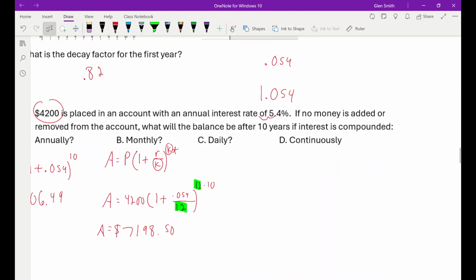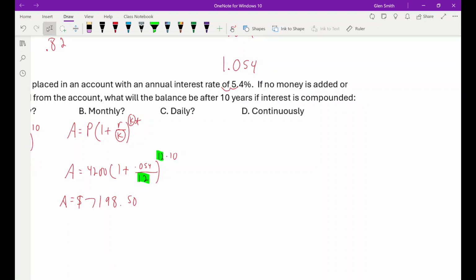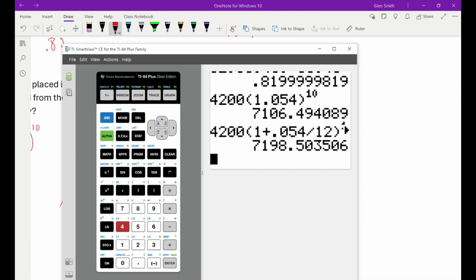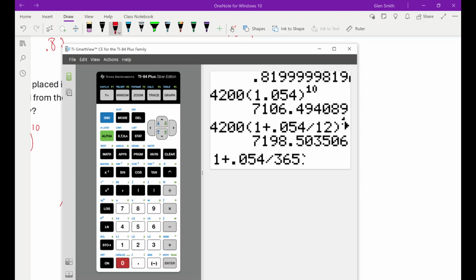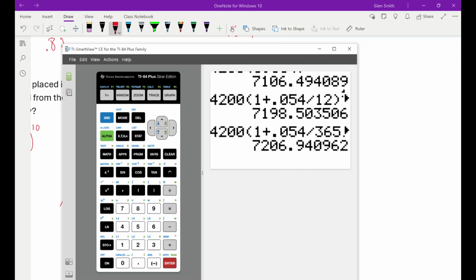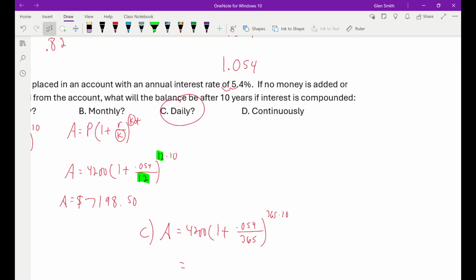If it's compounded daily, I'm going to use the same exact formula, except those 12s are going to become, if it's compounded daily, 365. So let's do that down here. The amount of money we have is the 4,200 invested times 1 plus 0.054 over 365 to the 365 times 10. And that's going to be 4,200, 1 plus 0.054 divided by 365. That's raised to the 365 times 10 years. And you'll see this a little bit more than we got when we compounded it monthly. 7206.94.